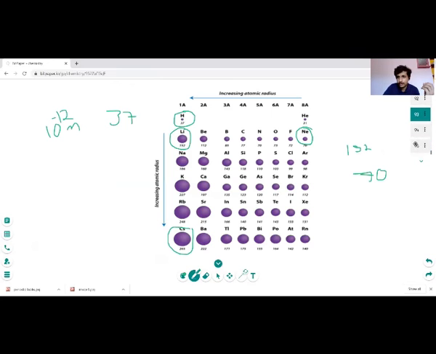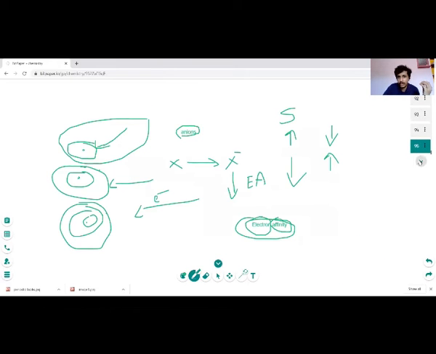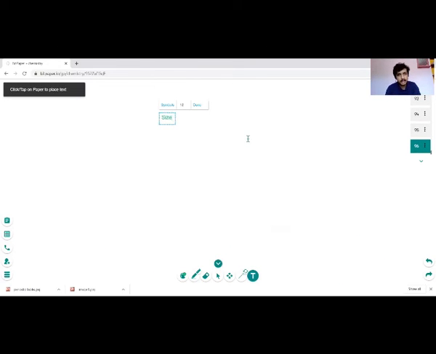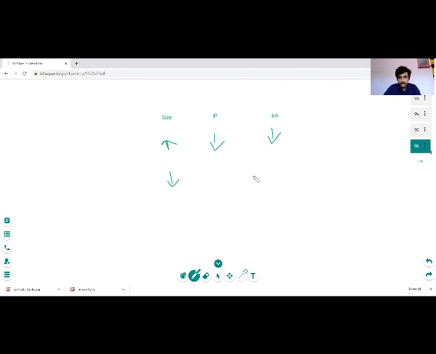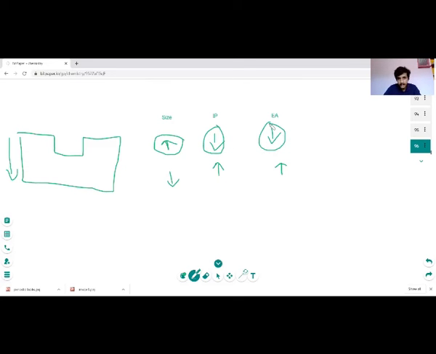So to summarize, all the three key factors, I'll put in one particular slide. I'll make a small table: size, ionization potential, and electron affinity. As the size increases, ionization potential decreases and electron affinity decreases. As the size decreases, ionization potential increases, electron affinity increases. And if you write a rough periodic table, down the group, what happens? Size will increase, and hence ionization potential decreases, electron affinity decreases.